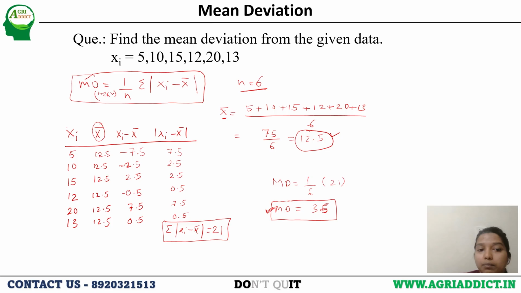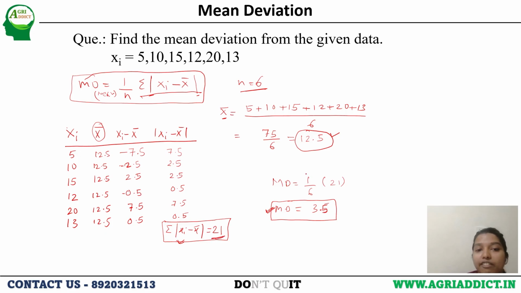So we'll subtract, and it will come minus 7.5. Here it will come minus 2.5. Here it will come 2.5. Here minus 0.5, 7.5 and 0.5. But here we are taking the mod of it. So under the mod, whatever value is negative will get converted into a positive value. Now we take the summation of mod xi minus x bar. So we will sum it up, and it will come to 21.